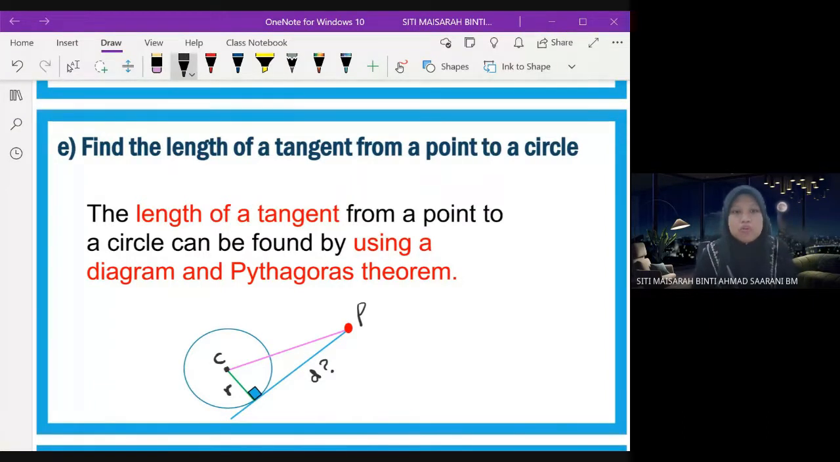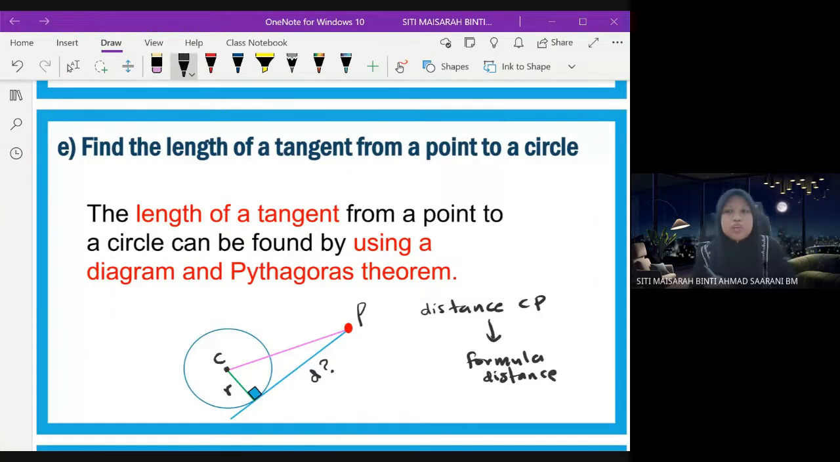Dan yang warna pink ni, this is distance between from C to P. So yang ni awak nak cari ni, distance CP or PC lah. CP, center to point P. Yang ni guna formula distance, yang square root x1 minus x2 square plus y1 minus y2 square tu. Yang tu formula distance yang biasa tu.